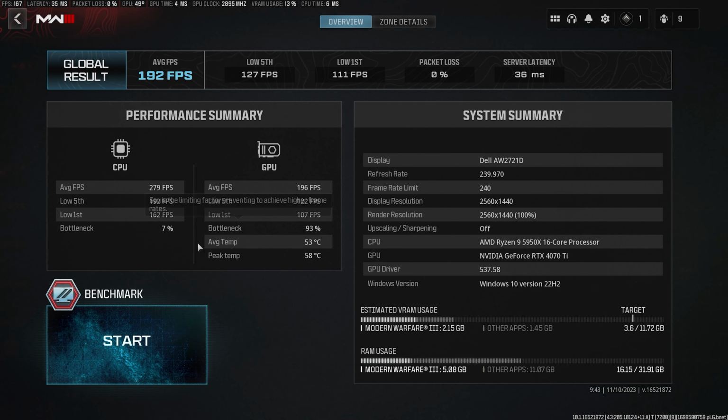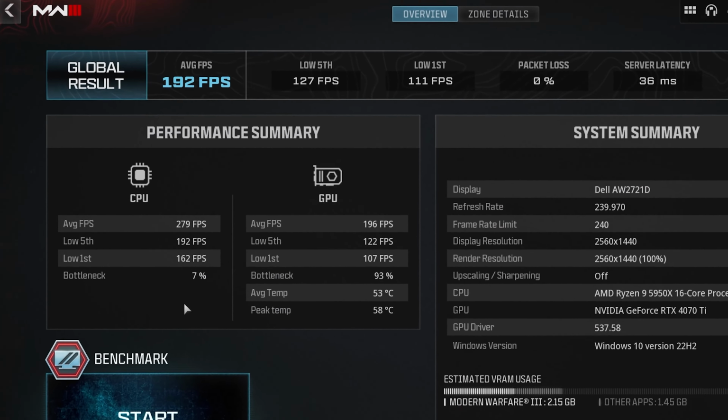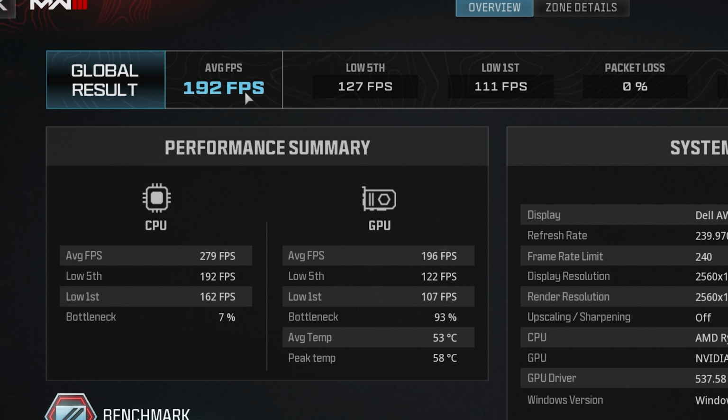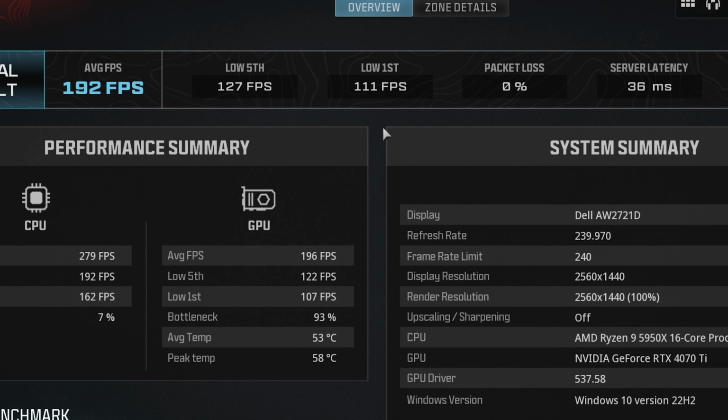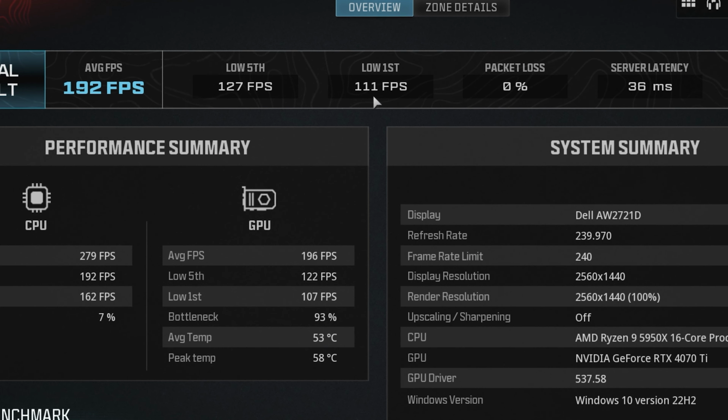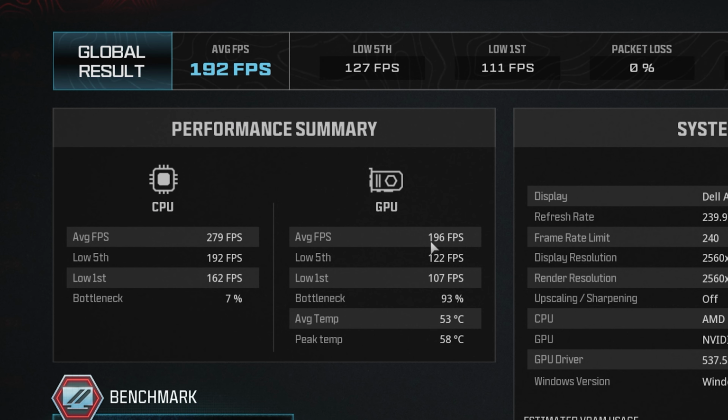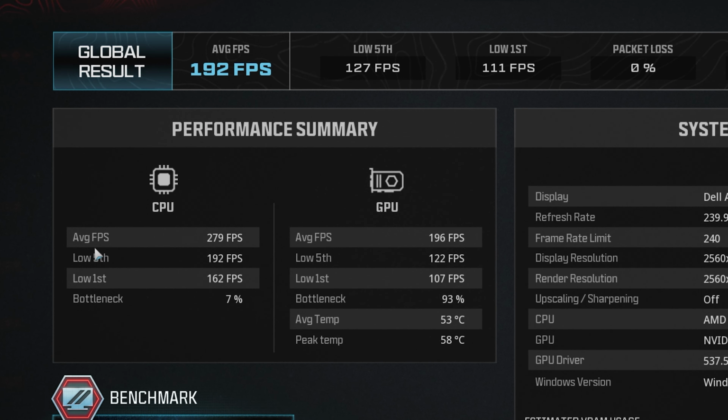If you have a lower end PC, this is what you have to worry about, because this is what's holding you back. So if you see here, I got 192 FPS. My lows are not the best, but that's because I'm streaming. That's actually pretty good for streaming, right? But if you look here, the average FPS is 196, and the other average FPS is 279.